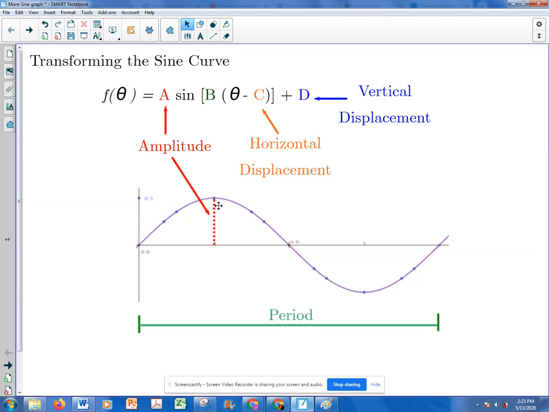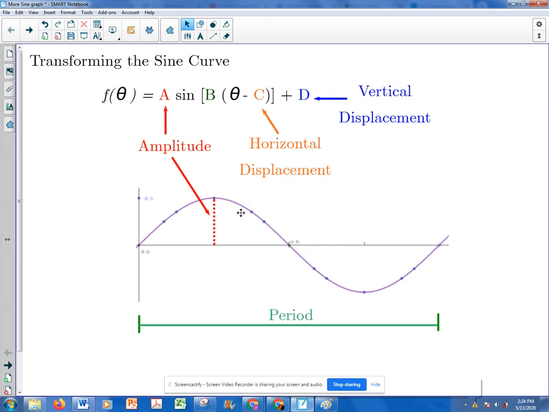A represents amplitude, which is right here. I'm going to call this line right here the center line. It runs right through the center of my sine curve. So amplitude is the displacement from the center line. How high is the wave? If the water was completely still, the water would be sitting along the center line.